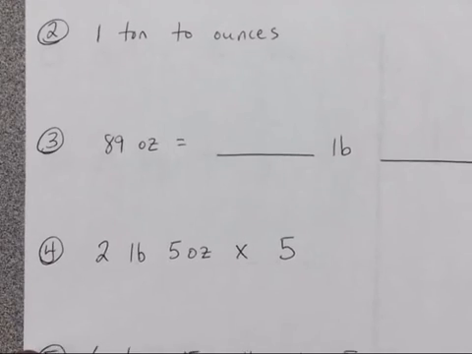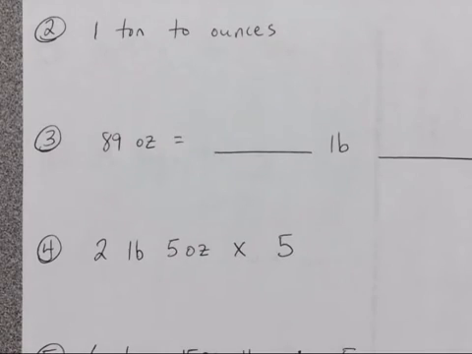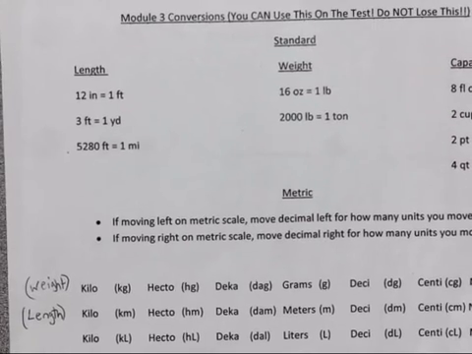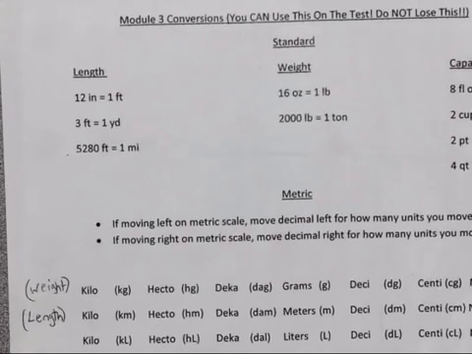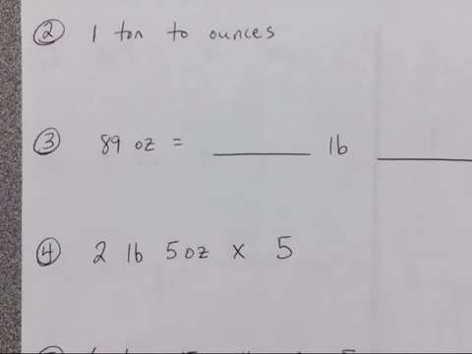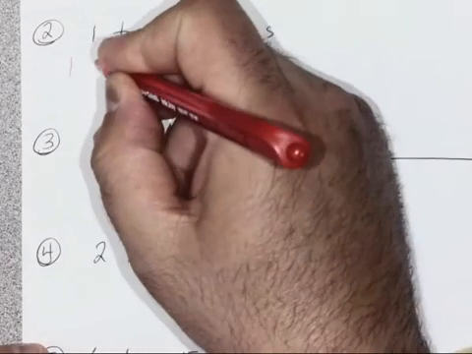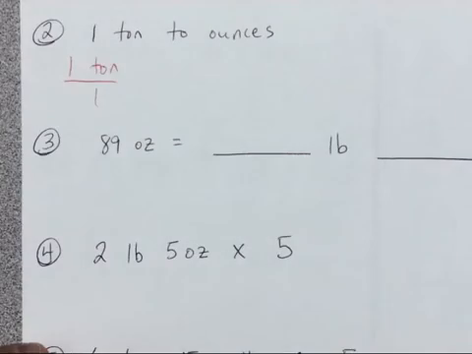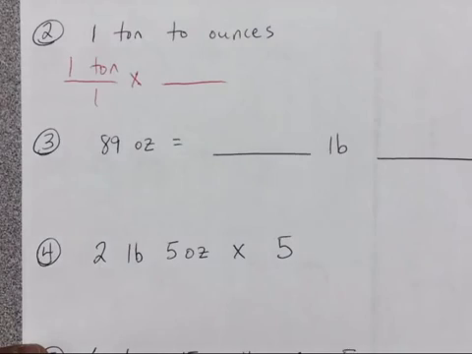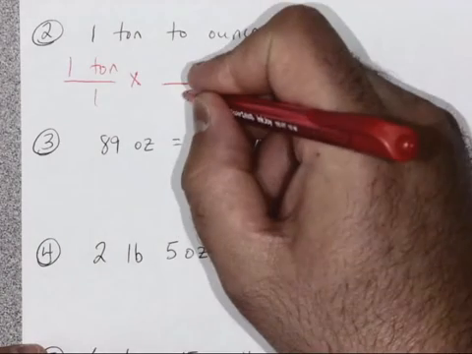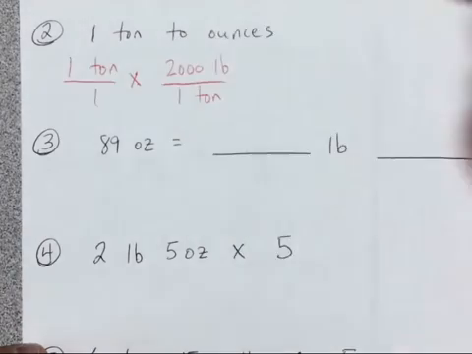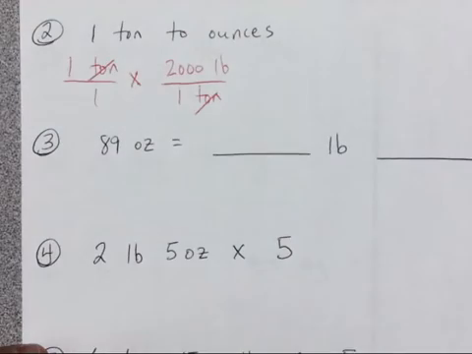All right, 1 ton to ounces. This one's a little trickier because notice that we do not have a direct conversion from tons to ounces. But I can go from tons to pounds and then pounds to ounces. So this is a multi-step conversion. We want to make sure that we get all of our unit fractions correct. So let's first go to pounds. We know that there are 2,000 pounds in a ton. So I'm going to put ton on the bottom, 2,000 pounds on top. So the tons will cancel, and I'm left with pounds.